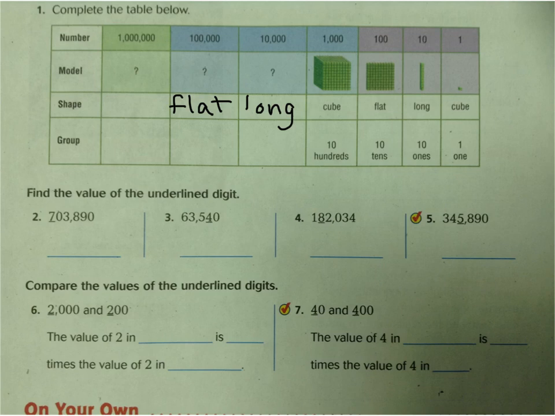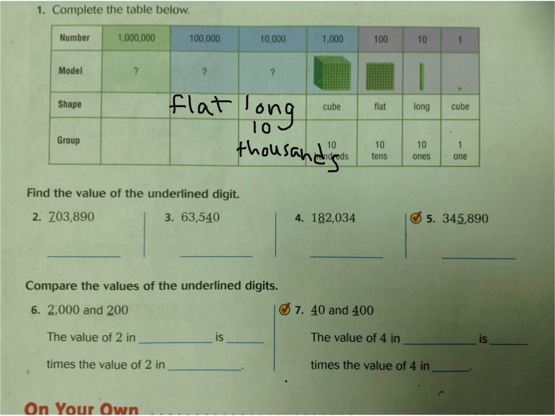So we'd write that in, 10 thousands. Then over here, this flat for 100,000 would be 10 ten thousands. And the millions would be 10 hundred thousands. Okay? So that's pretty simple.